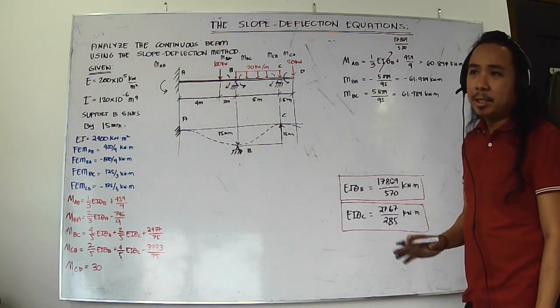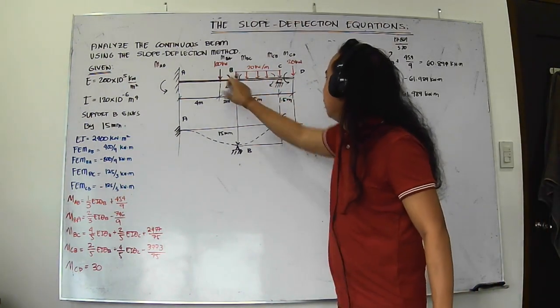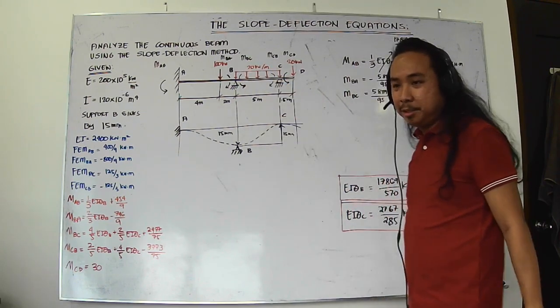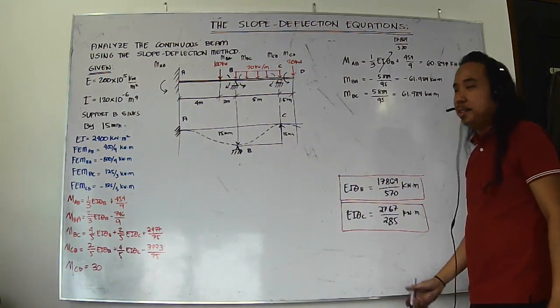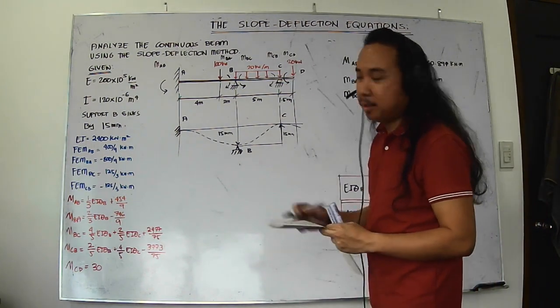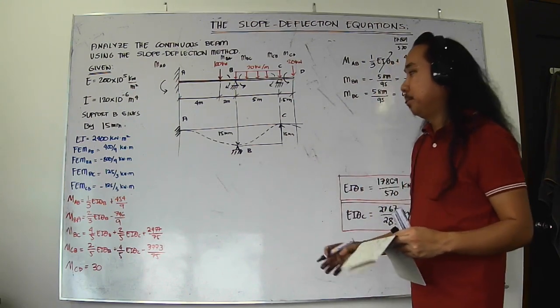The problem is the direction. It is negative because it is clockwise here. It is positive because it is counterclockwise. Okay? That is the style of this. If they are equal, that's a good thing, because when you add those two, it should be zero. Because we're dealing with equilibrium. Okay?